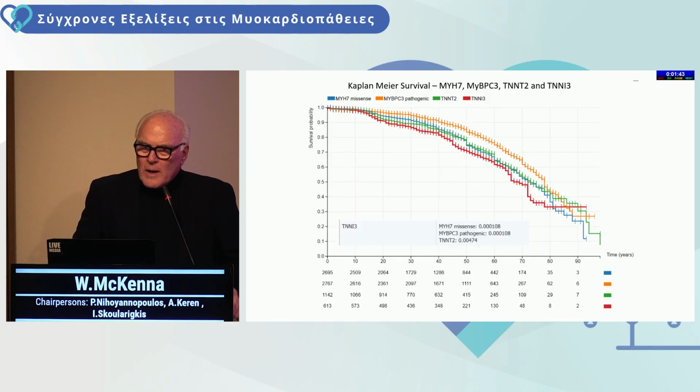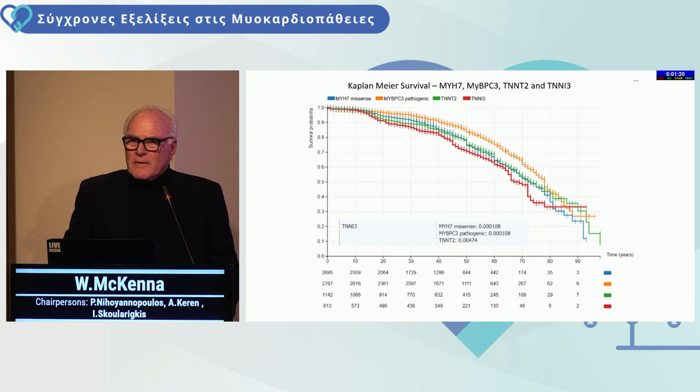But to what extent does knowledge of the mutation get us further ahead in terms of management? Well, these are 4 Kaplan-Meier survival curves in relation to adverse events: sudden death, heart failure, death, transplant. And this is for beta-myosin heavy chain, myosin-binding protein C, troponin T, and troponin I. Statistically, they're very different, but in clinical terms, this is not actionable.